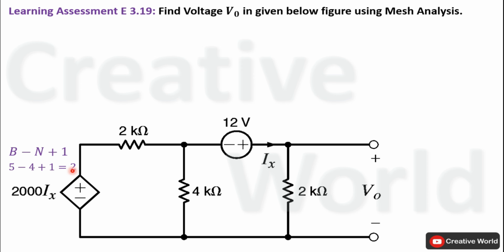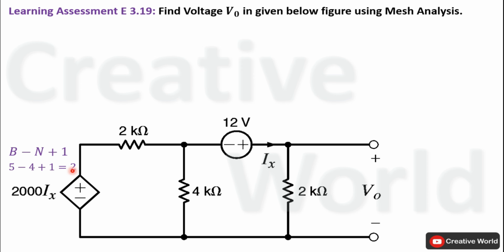In the second step, we have to assume currents along with their polarities inside these meshes. So I am assuming current I1 is flowing in clockwise direction in the first mesh and current Ix is flowing in clockwise direction in the second mesh. According to the directions of these currents, polarity notation across resistive elements is marked. Now we will apply Kirchhoff's voltage law inside this first mesh. We will start writing the KVL equation from this 4 kilo ohm resistance.